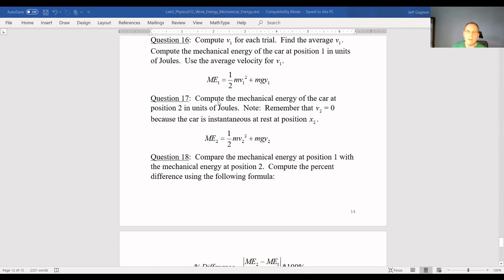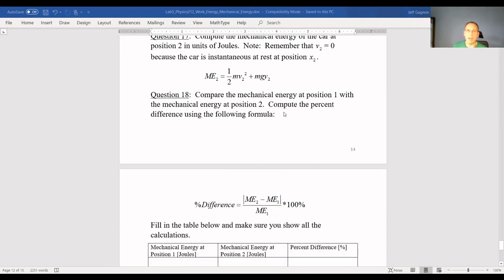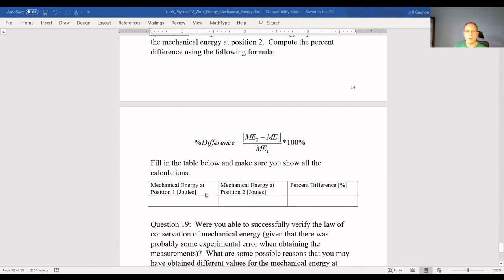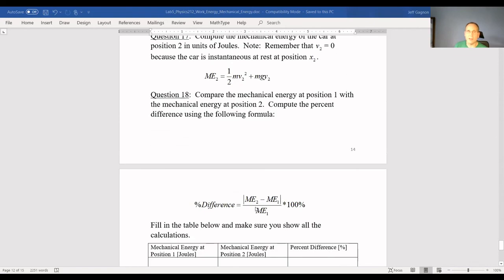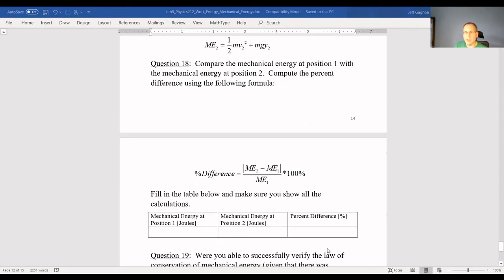Then you want to compare these two values. So compare the mechanical energy at position 1 with the mechanical energy at position 2 by computing what we're going to call a percent difference again, because it's not clear which one really should be our accepted. So we're just going to choose to divide by mechanical energy at position 1. This is the mechanical energy at position 1 that you got from question 16. This will be the mechanical energy at position 2 from question 17. And then finally, you're going to compute this percent difference, which is just like a percent experimental error, but we're going to choose to put mechanical energy at position 1 as our accepted value. And make sure you show me all these calculations.